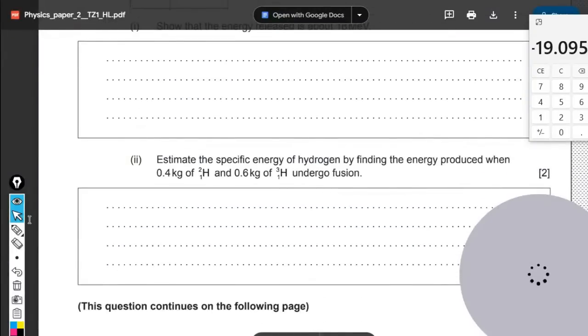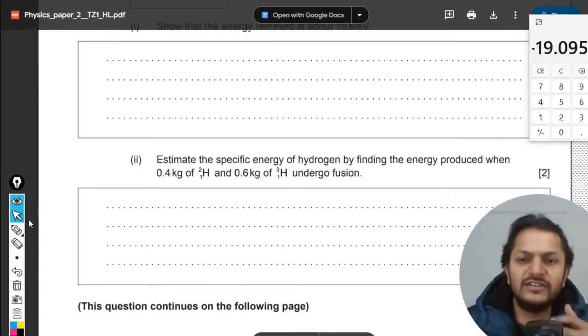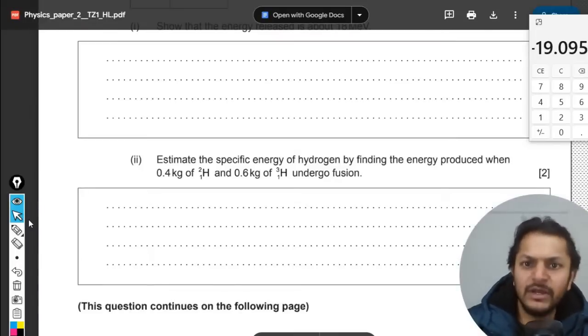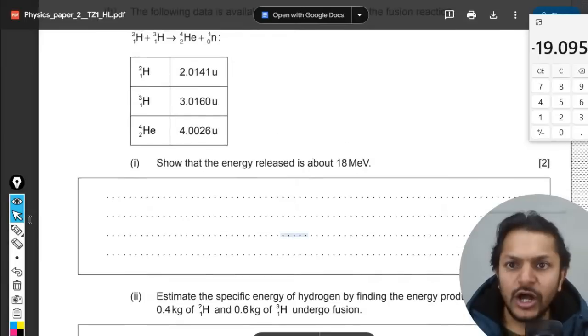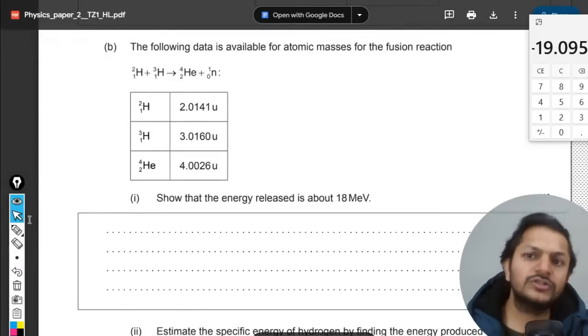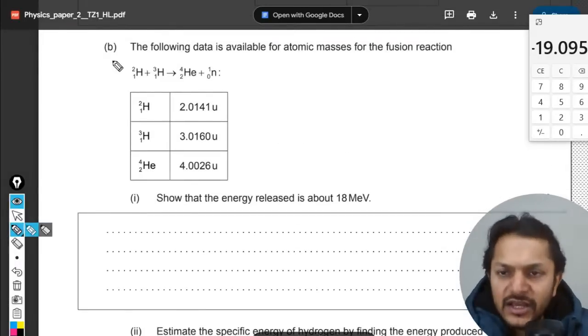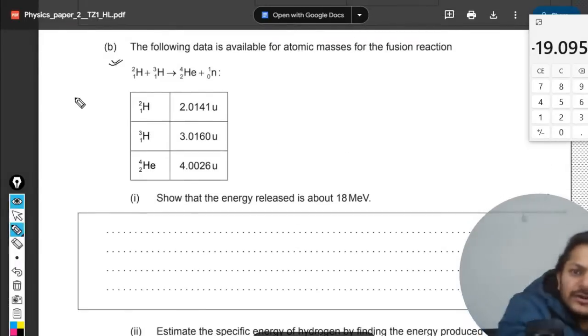Estimate the specific energy of hydrogen by finding the energy produced when 0.4 kg of deuterium and 0.6 kg of tritium undergoes fusion. You want to comment on the specific energy of hydrogen. Okay, so specific energy. So this is the reaction that is taking place there.